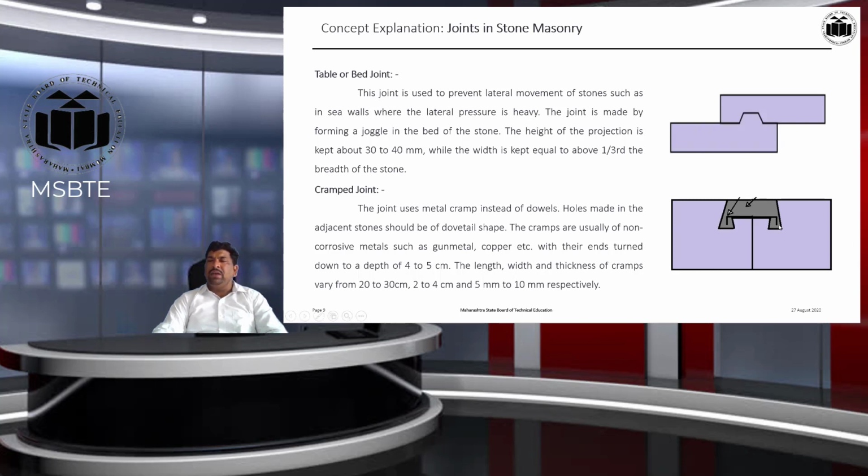So what exactly we are doing in this type of joint is we are going to provide a cramp over here. Such a kind of open space is provided, and the cramp is placed over here with the help of some non-corrosive metal, and after putting the cramp over here, some other material is placed to fill up this gap.